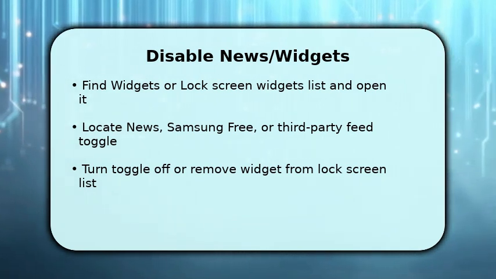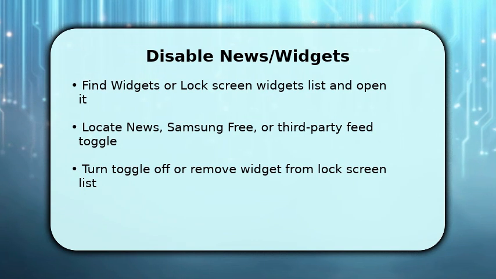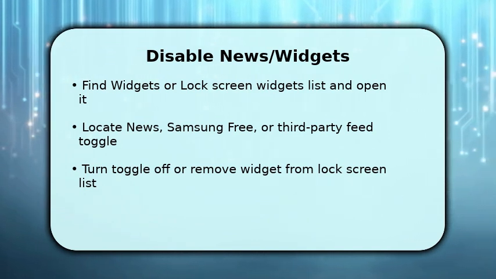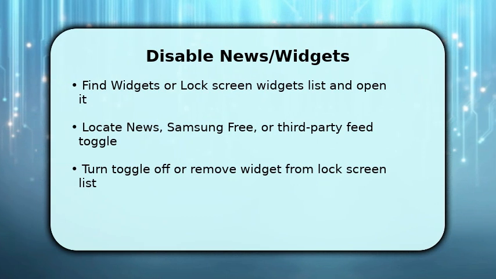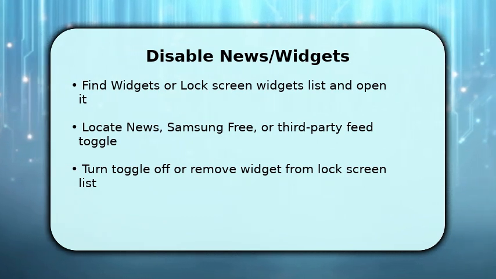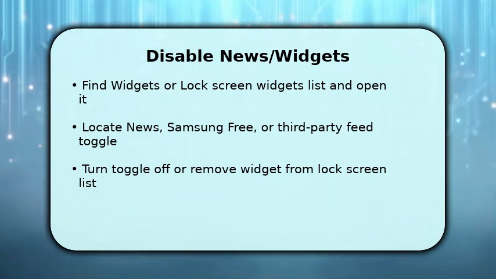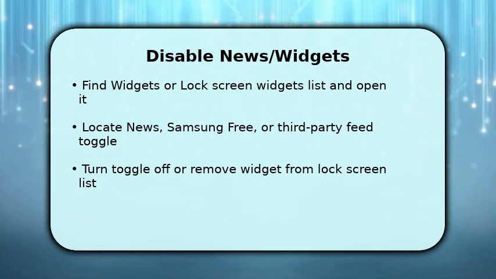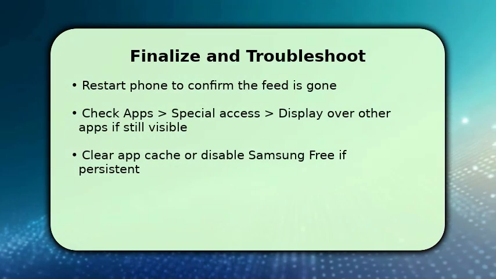Make sure to confirm any prompts. Some phones ask to disable permissions. Once you remove it, the lock screen won't fetch or display preview headlines anymore. Finish by restarting the phone to ensure changes stick. This clears temporary data and confirms the feed is gone.